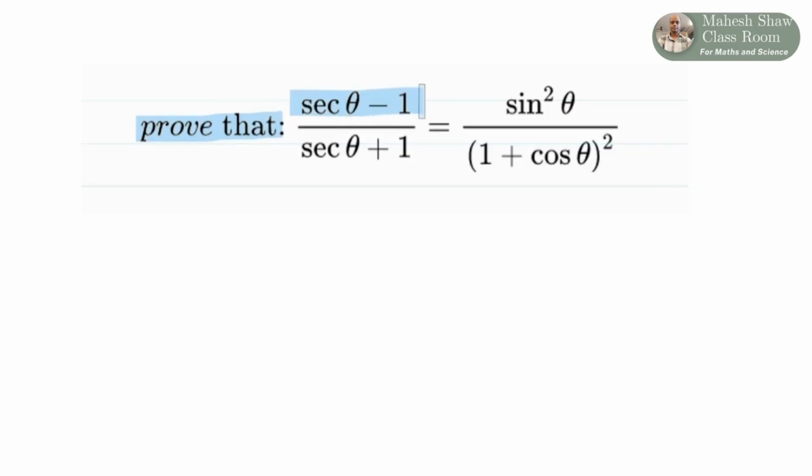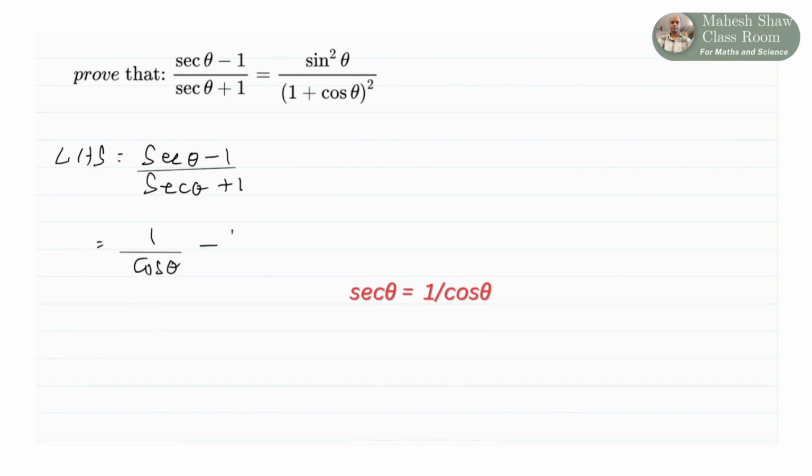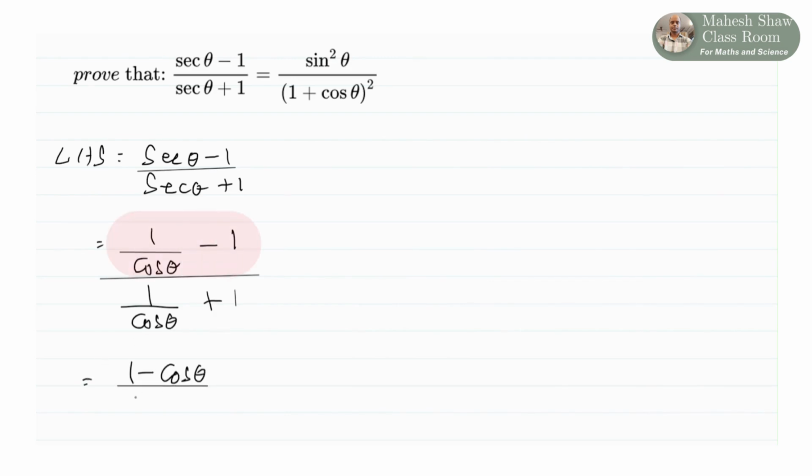The question is, prove that (secant theta minus 1) over (secant theta plus 1) equals sine square theta over (1 plus cos theta) the whole square. Now we have LHS equals secant theta minus 1 over secant theta plus 1. We can write secant as 1 by cos, so it is 1 by cos theta minus 1, and similarly 1 over cos theta plus 1. Now taking LCM, we get (1 minus cos theta) divided by cos theta, and then whole divided by (1 plus cos theta) over cos theta.